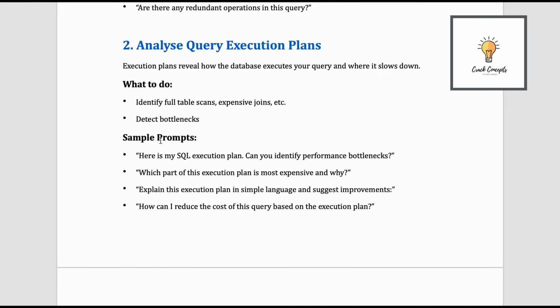So some sample prompts would be: here is my SQL execution plan. Can you identify performance bottlenecks? Which part of this execution plan is most expensive and why? Or how can I improve it? Can you suggest any improvements? Explain this execution plan in simple language and suggest improvements. How can I reduce the cost of this query based on the execution plan? So making use of the execution plan is one of the best ways to help optimize your SQL queries.